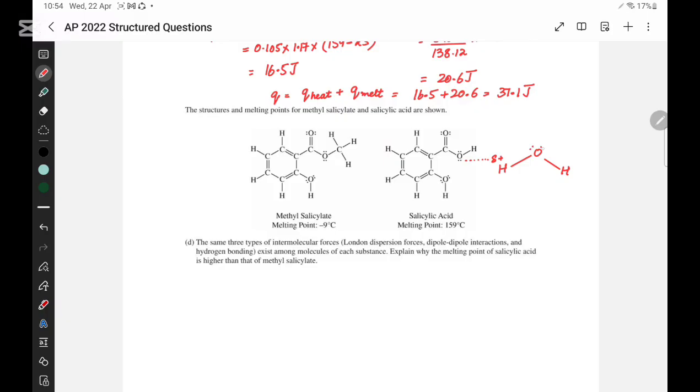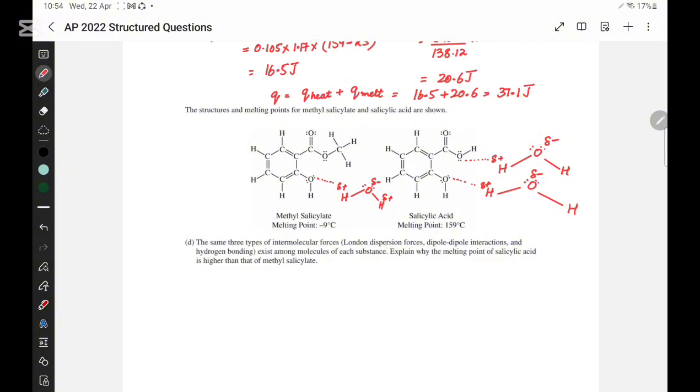You can see, and from this part as well. And this will also only have one hydrogen bonding. Okay, so this one is having only one hydrogen bonding. So you can write here that salicylic acid has the higher melting point because it has more hydrogen bonding as compared to methyl salicylate, which has only one hydrogen bonding.